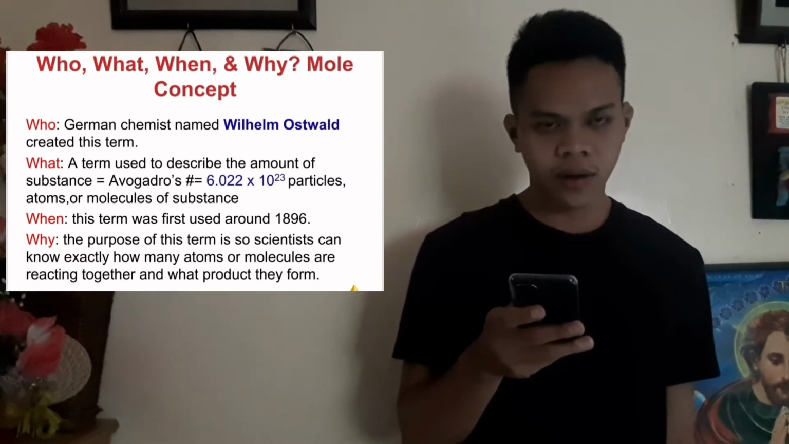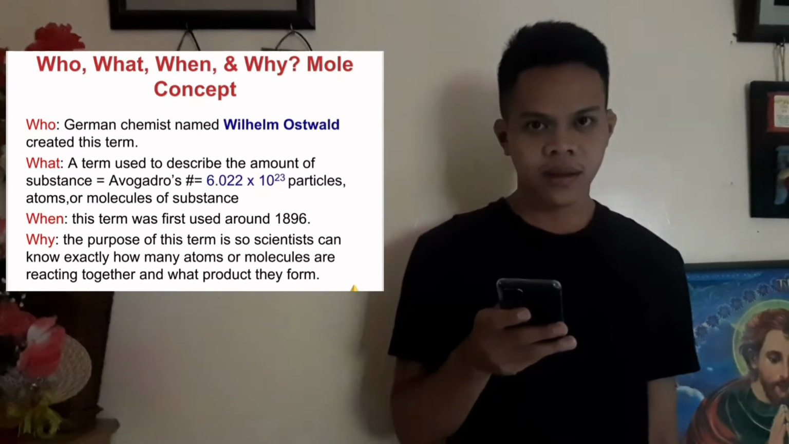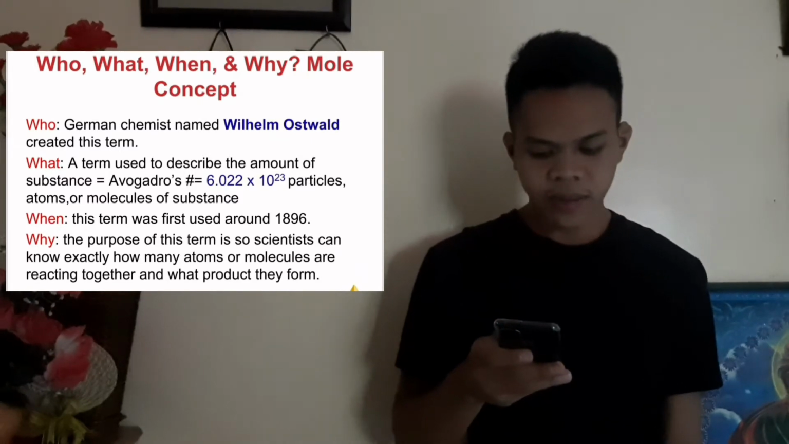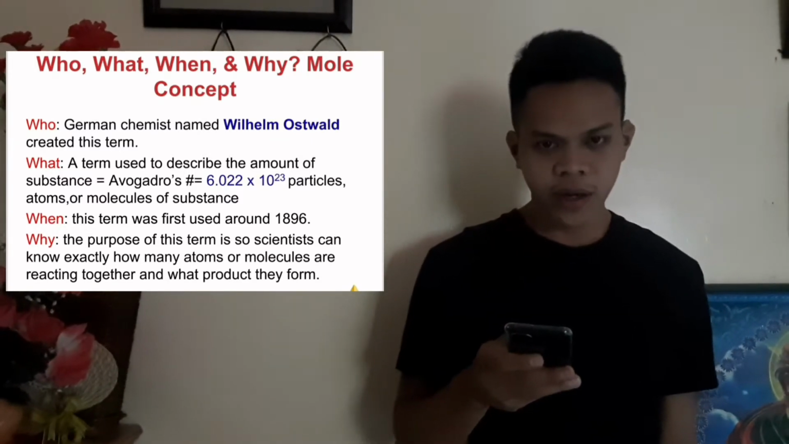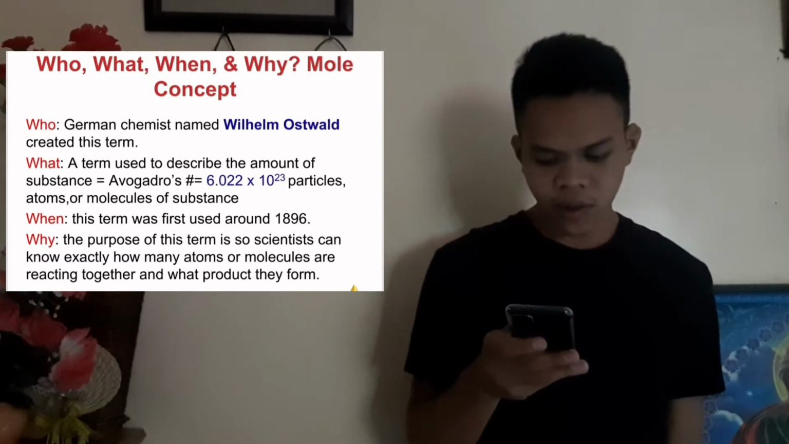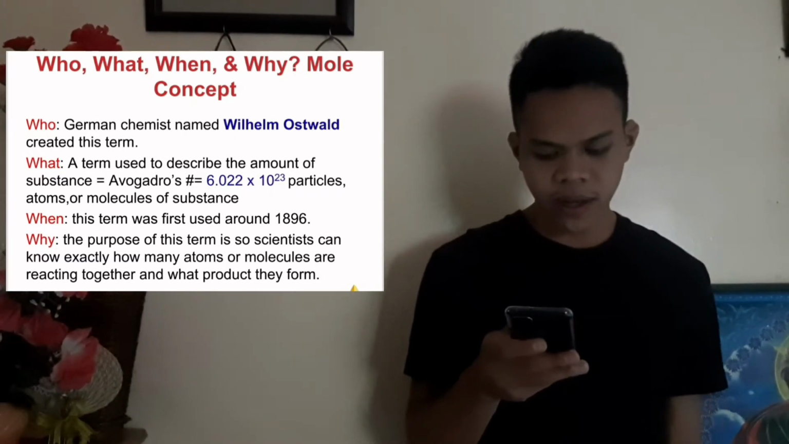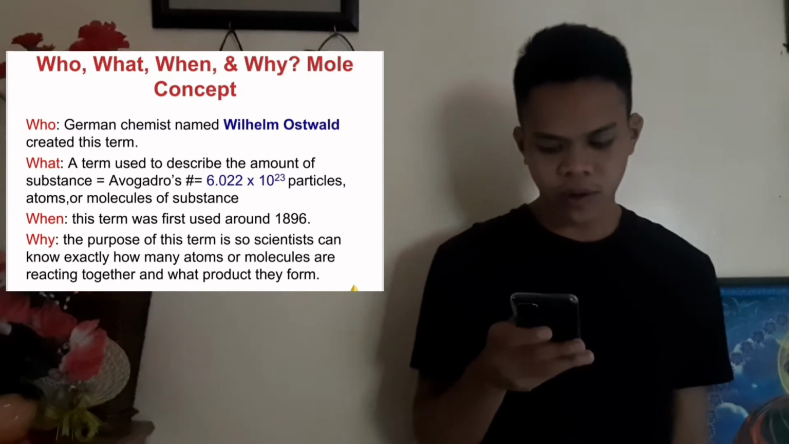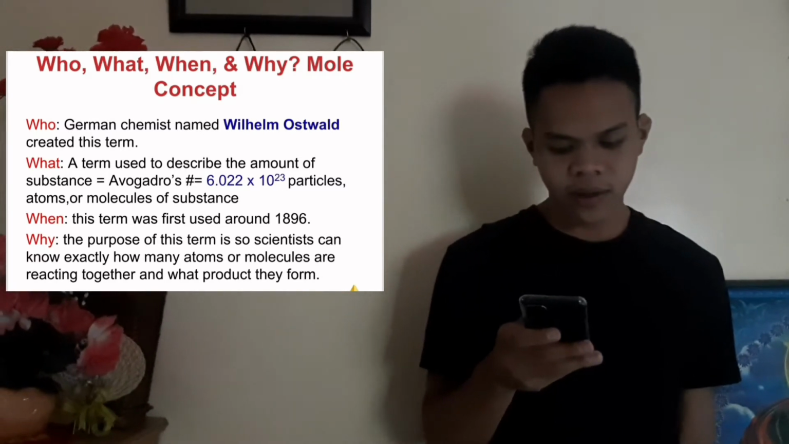molecules of a substance. When? This term was first used around 1896. Why? The purpose of this term is so scientists can know exactly how many atoms or molecules are reacting together and what product they form.